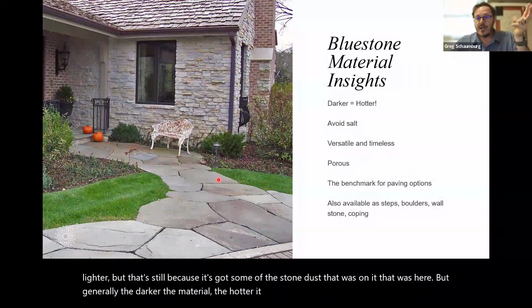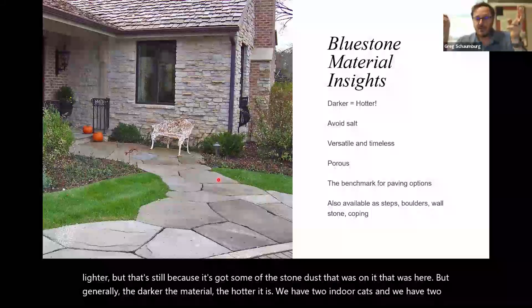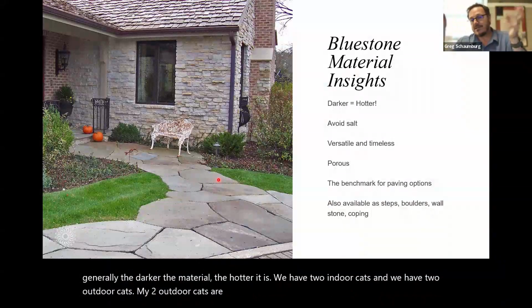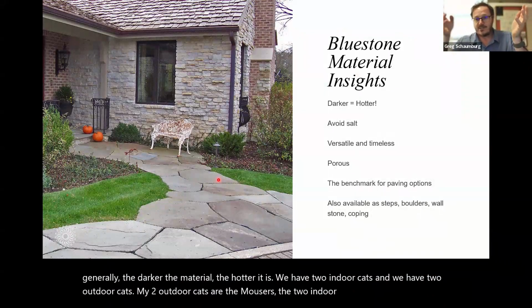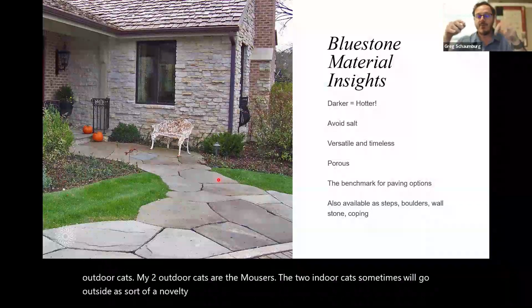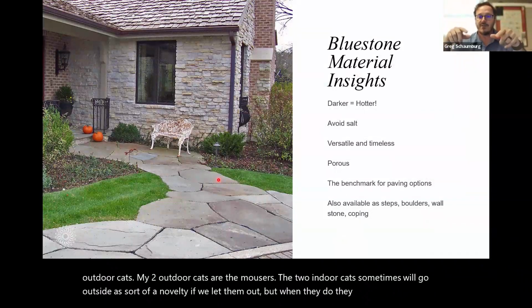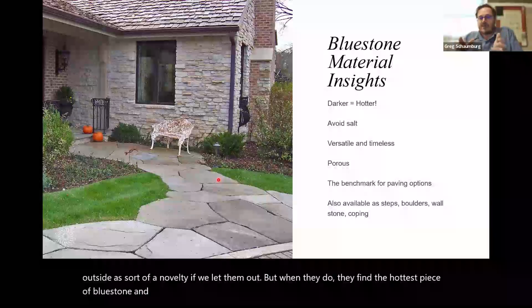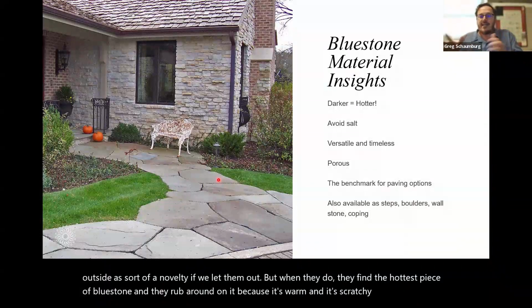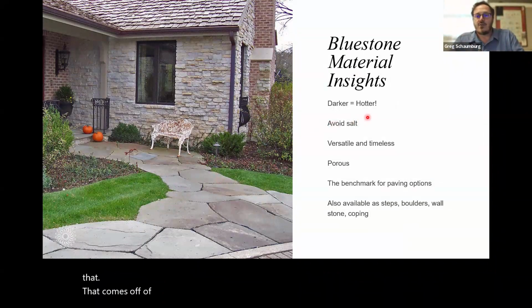We have 2 indoor cats and we have 2 outdoor cats. My 2 outdoor cats are the mousers. The 2 indoor cats sometimes will go outside as sort of a novelty if we let them out. But when they do, they find the hottest piece of bluestone and they rub around on it because it's warm and it's scratchy, right? They like that heat that comes off of it. It's great for the cat. It's not always great on bare feet.